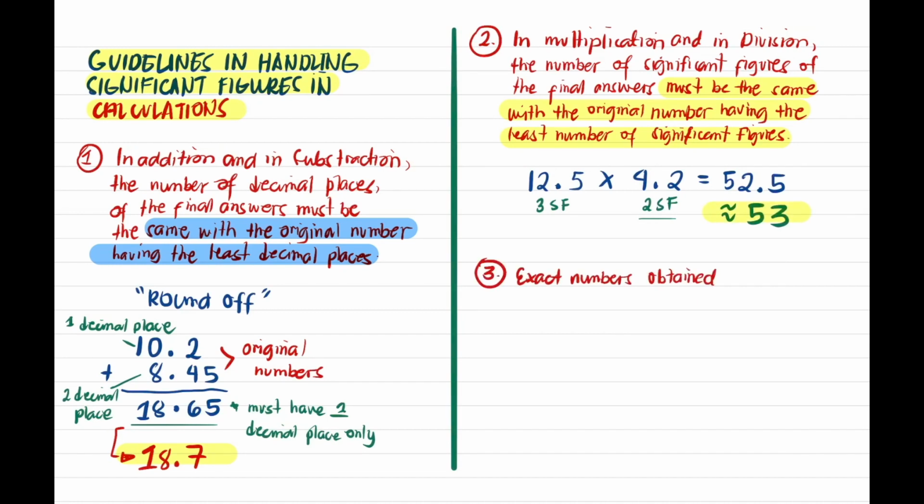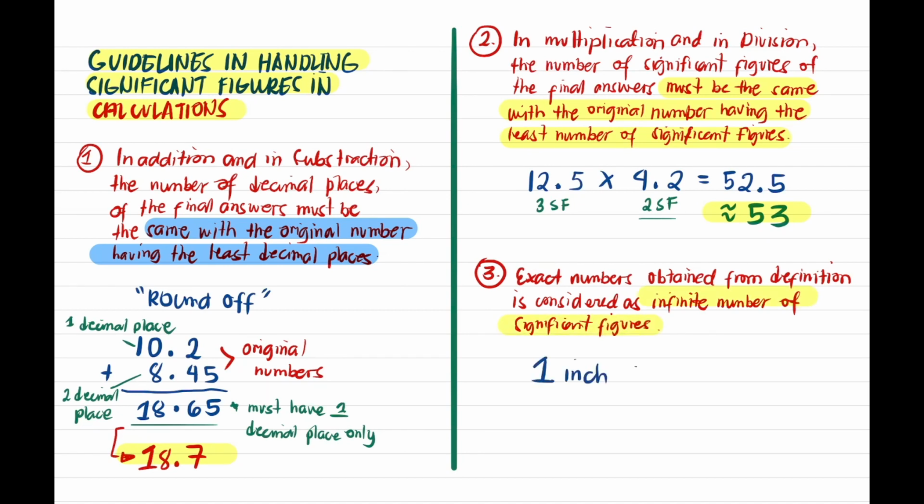Number 3. Exact numbers obtained from definition is considered as infinite number of significant figures. Example, 1 inch is equal to 2.54 centimeters. In doing calculations, ang 2.54 ay hindi dapat i-interpret as number with 3 significant figures dahil hindi naman ito measured quantity.